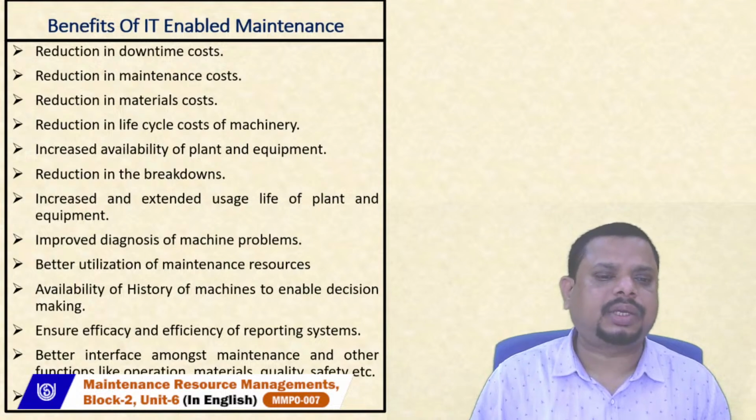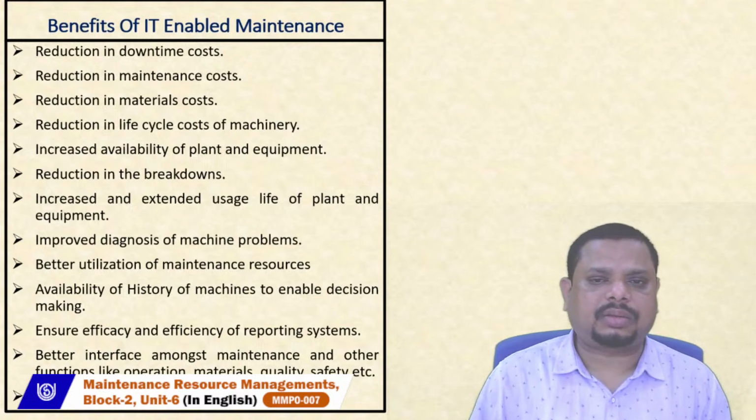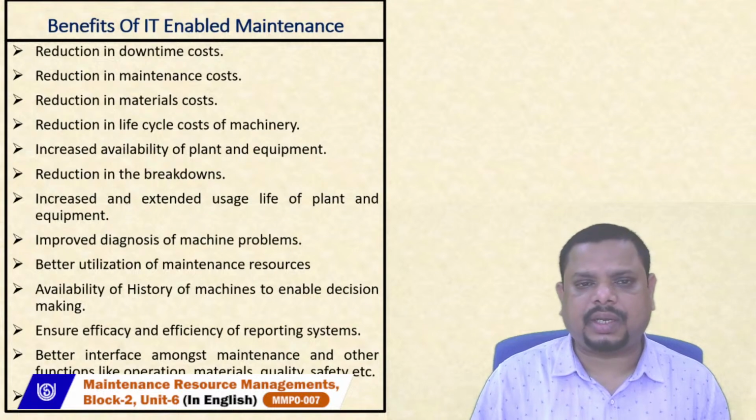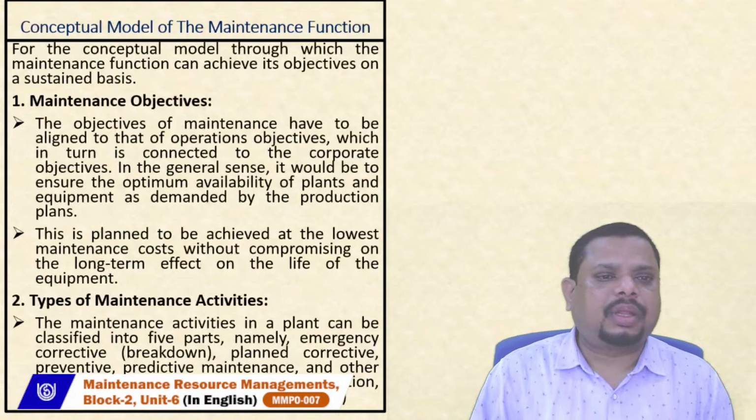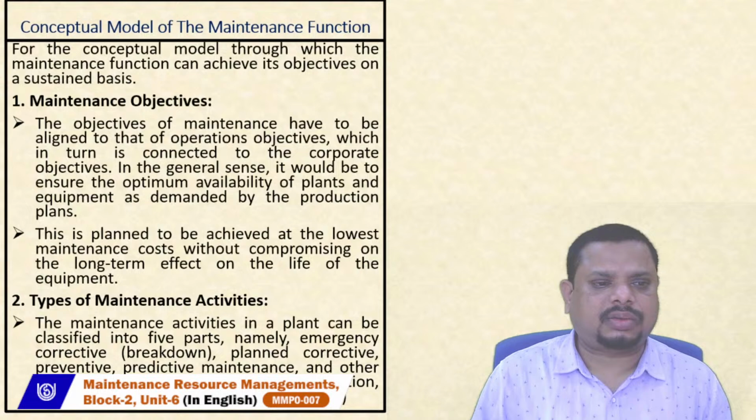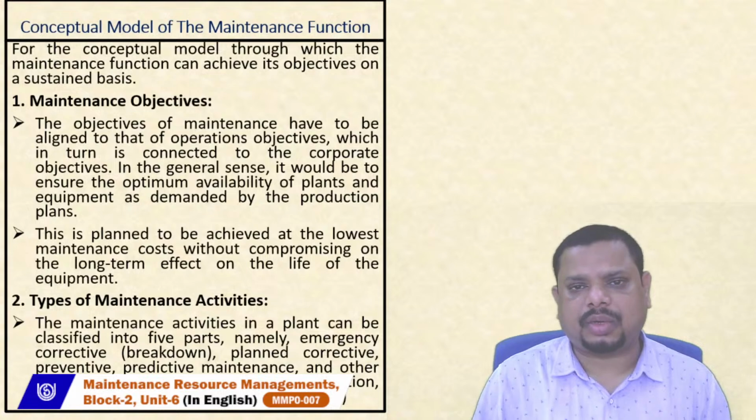The next one is to increase and extend the useful life of plant and equipments. So whenever you go for preventive maintenance, it improves the diagnosis of machine problems. So these are the key benefits of your IT enabled maintenance. Moving to the next one. The next one is the conceptual model of maintenance functions. Under the conceptual model of maintenance functions, there are certain parameters that should be observed.